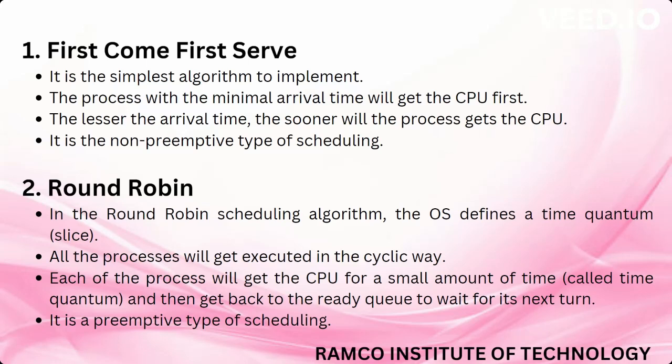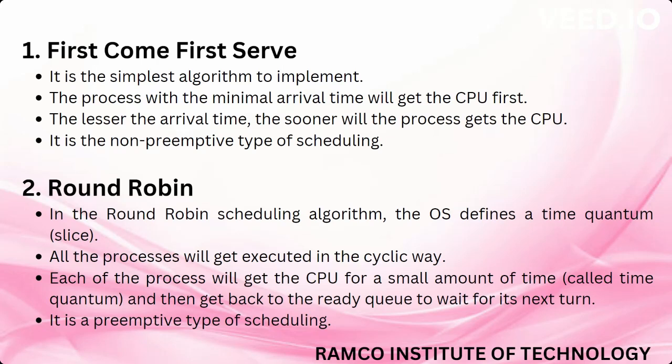The first type of scheduling algorithm is first come first serve. This is the very simplest algorithm to implement. The process with the minimal arrival time will get the CPU first, which means from the available processes, the process having the lesser arrival time will get the CPU first. It is the non-preemptive type of scheduling.